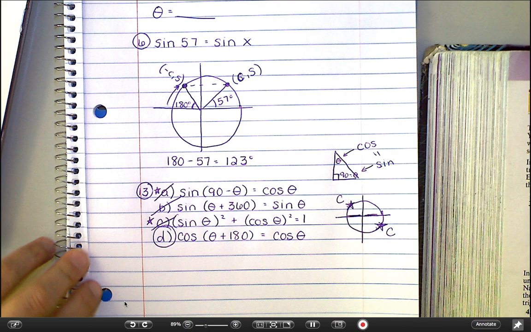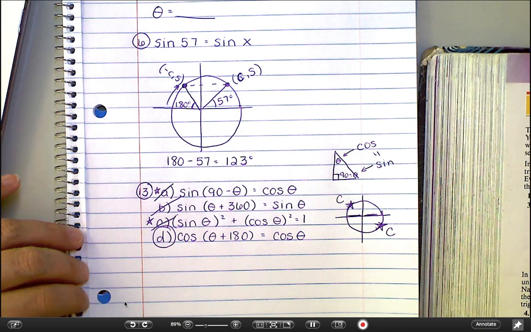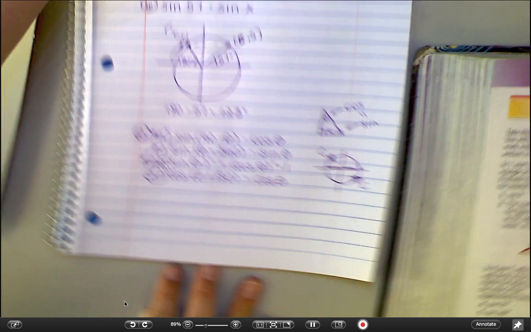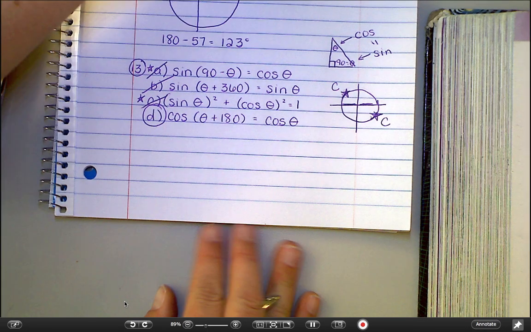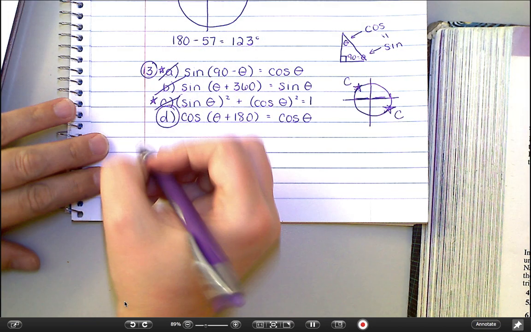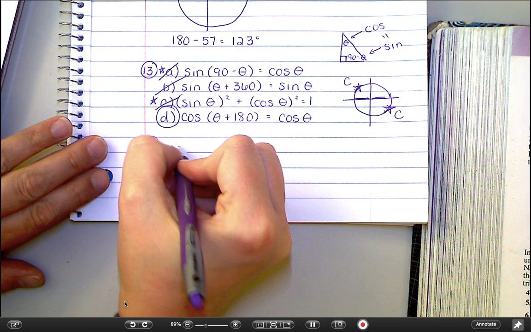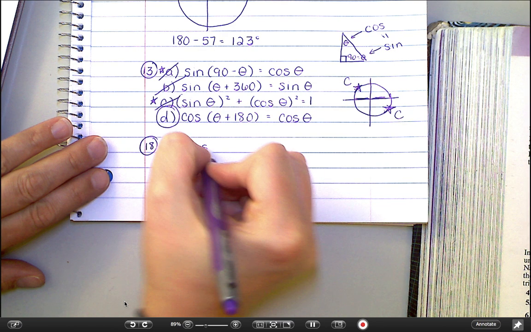Okay, and then there was one more from the PST that I wanted to make sure we talk about, just because I got a question on it a lot today. And that was number 18, sketching the graph here. So with 18, it wants me to graph the function y equals cosine x.